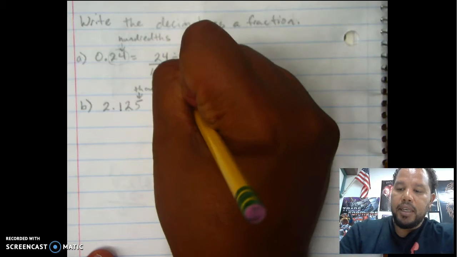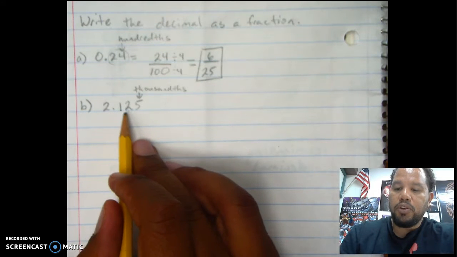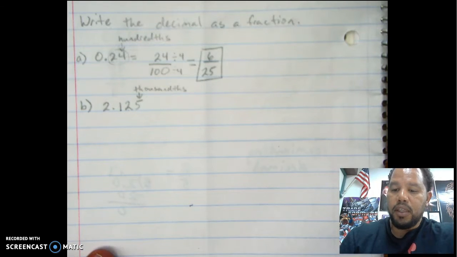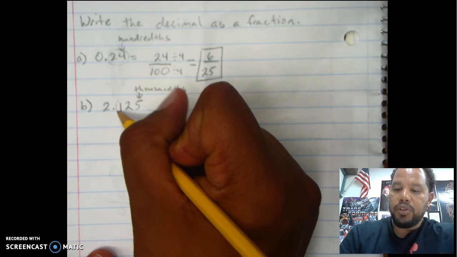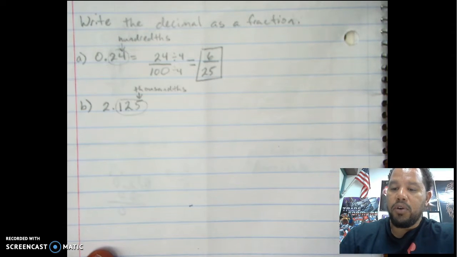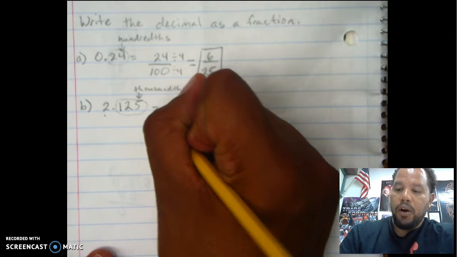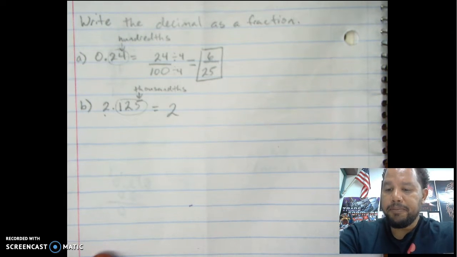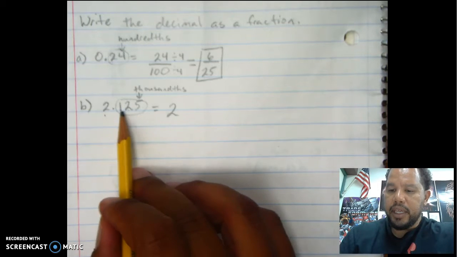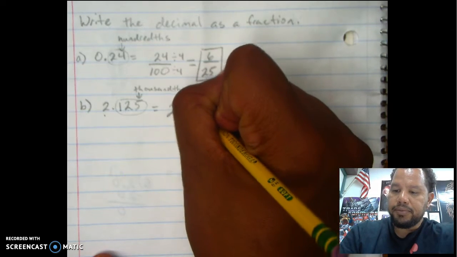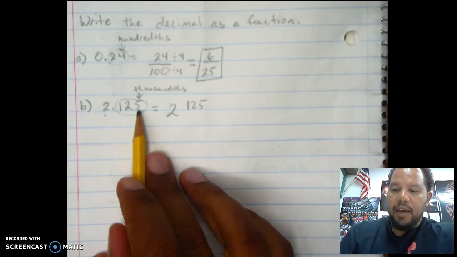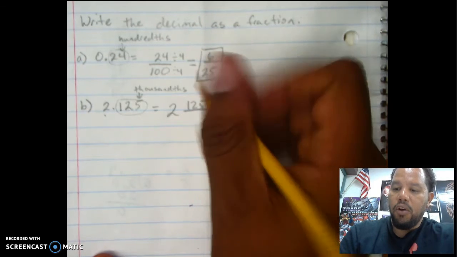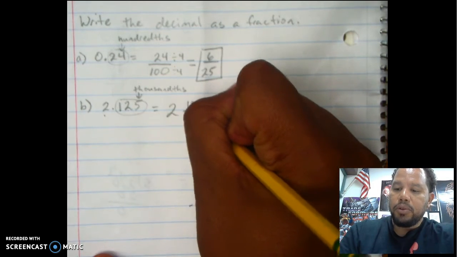So once again, this is 2 and 125 thousandths. So this portion right here is the portion that is going to be in the fraction, while this 2 is a whole number. So our whole number is going to be here. So we're really going to have a mixed number. And we're going to take these 3 digits, the 1, 2, and 5. And since the 5 is in the thousandths place, we put that over 1,000.